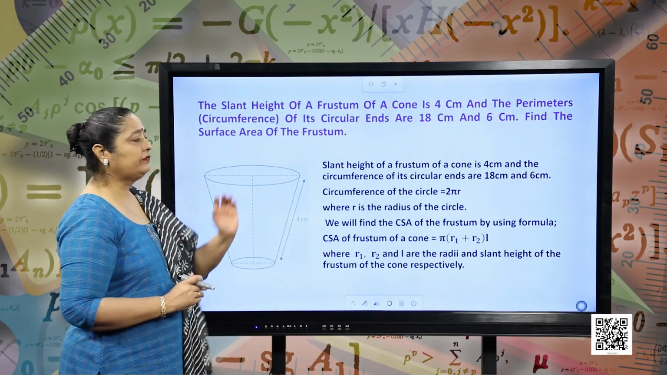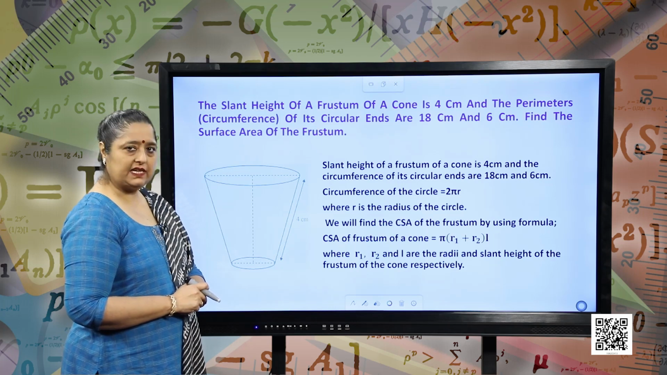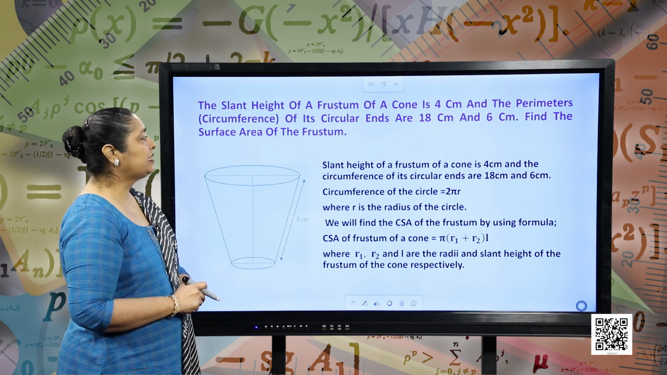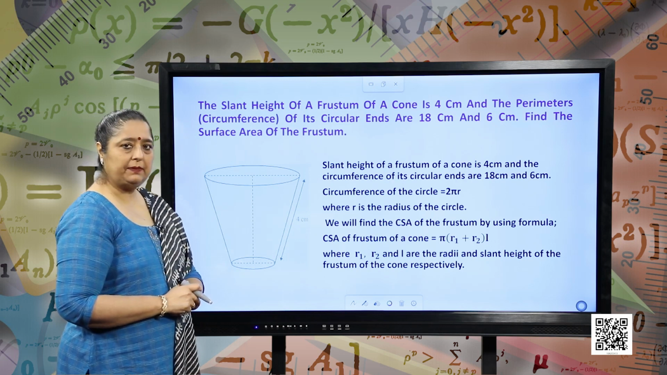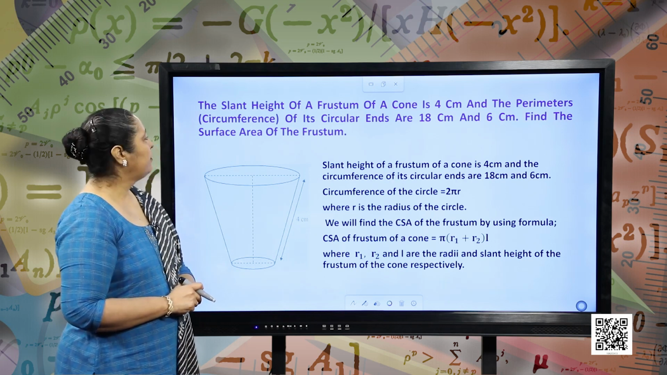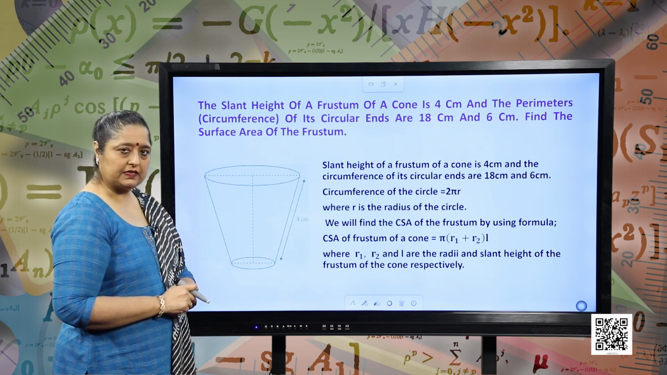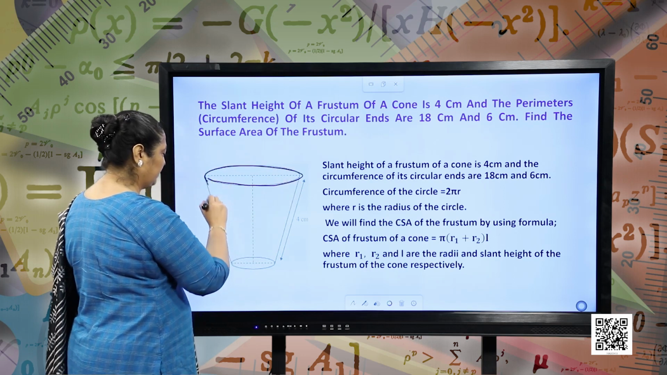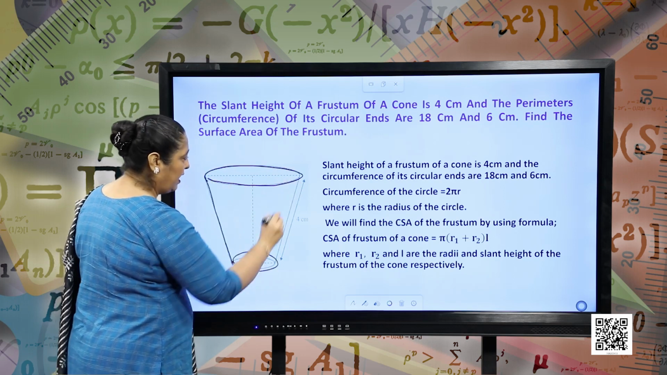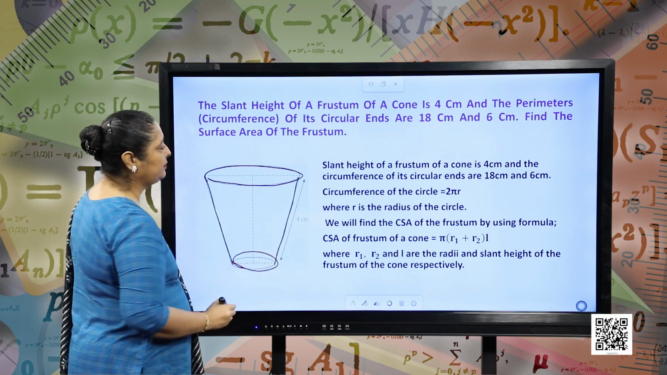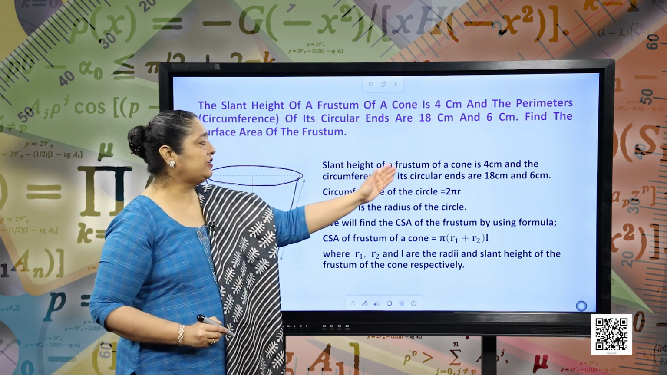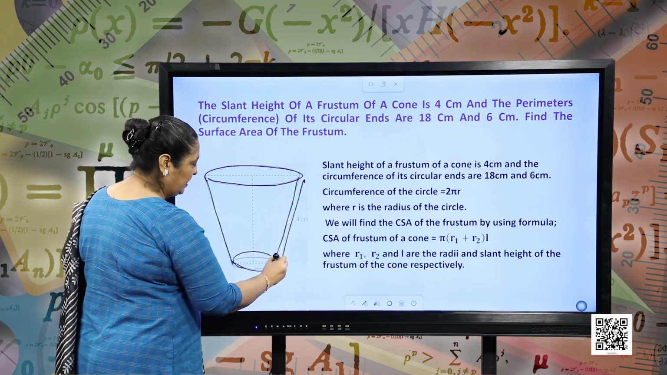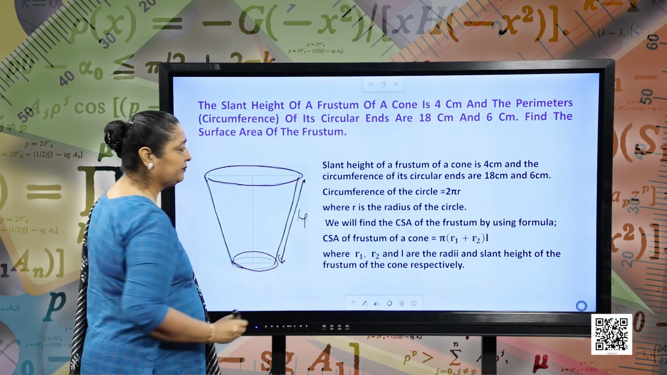The slant height of the frustum of the cone is 4 centimeter and the perimeters or the circumference of the circular ends are 18 centimeter and 6 centimeter. Find the surface area of the frustum. As you can see, we can make a frustum here. This is a frustum given, okay? And according to the question, the slant height of the frustum is 4 centimeter. This slant height, right? This is 4 centimeter, okay?